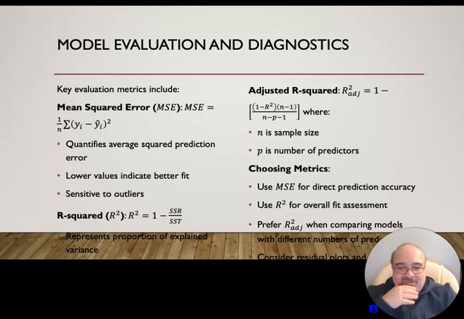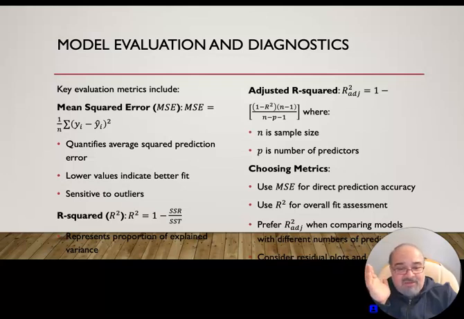All right, I don't want to spend too much time on that. But the key metrics that we'll cover for evaluating these models and diagnosing our linear regression model are, of course, the MSE, the mean squared error, which you saw, but also R squared, which we can see over here, and the adjusted R squared, which is represented over here. The MSE quantifies the average squared difference between the actual and predicted values, and a lower MSE indicates better model fit, but it's sensitive to outliers.